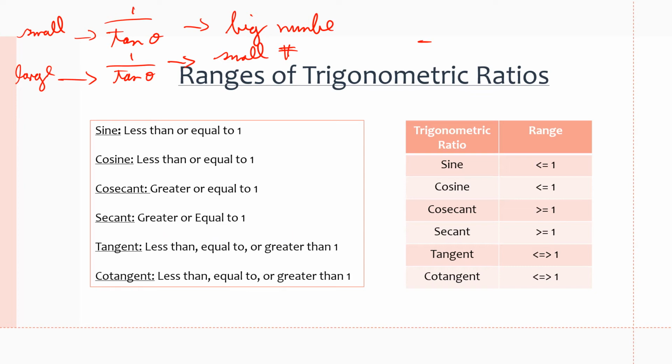And here, on the right, we have the exact same ranges for each ratio, but just in a table style, just in case this is more useful for some of you. So again, sine is less than or equal to 1, cosine less than or equal to 1, cosecant greater or equal to 1, secant greater or equal to 1, tangent less than, equal to, or greater than 1, cotangent, same thing, less than, equal to, or greater than 1.